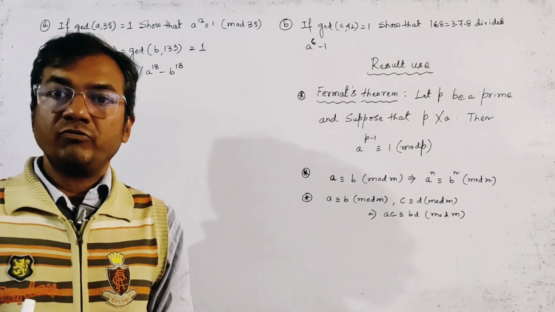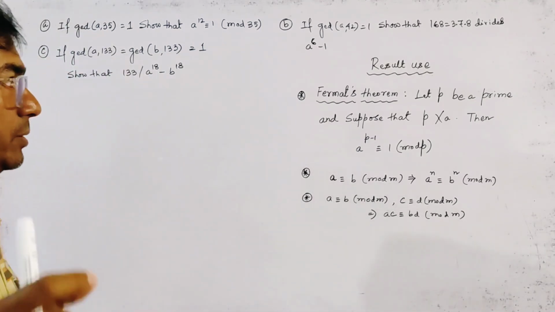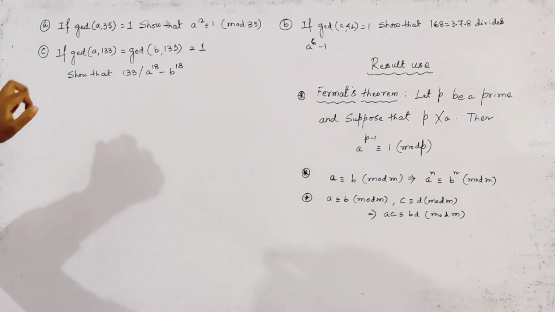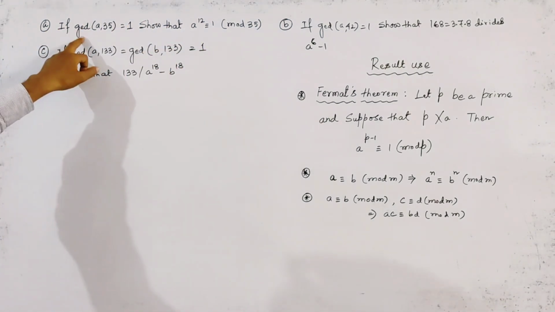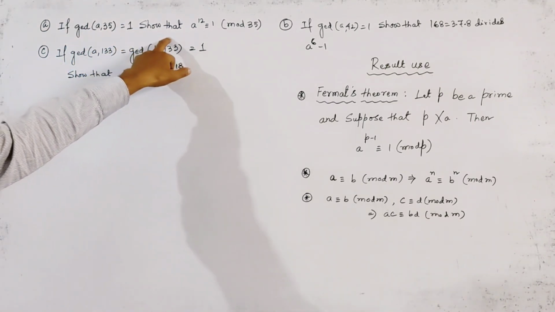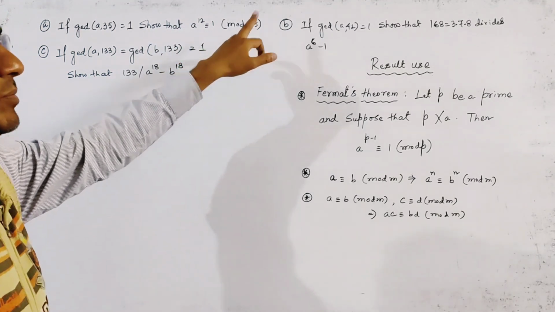Today's problem from number theory had three parts, A, B and C. The first part is: if GCD of A and 35 is equal to 1, show that A to the power 12 is congruent to 1 mod 35.